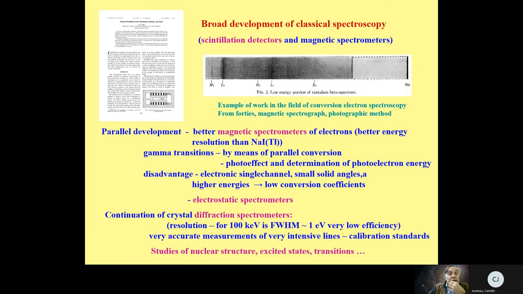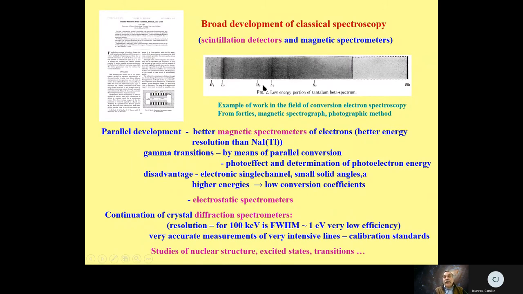And it already started this broad development of classical spectroscopy and spectrometry methods. For detection of gamma, these scintillation detectors were used, and for measurement and determination of energy, for example of electrons, these magnetic spectrometers were used.